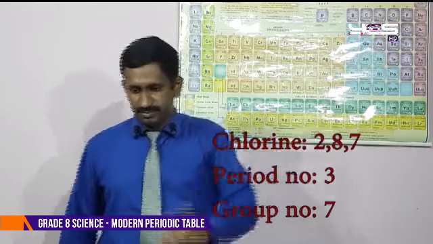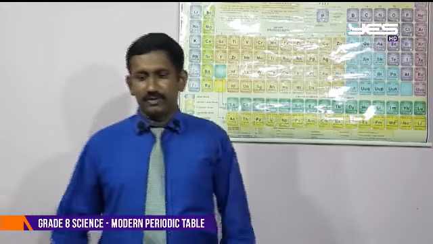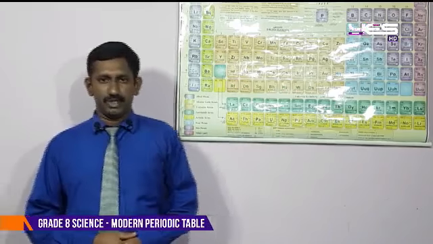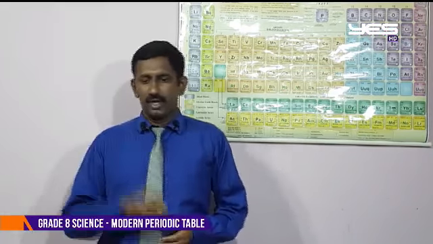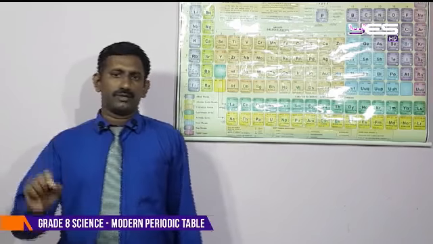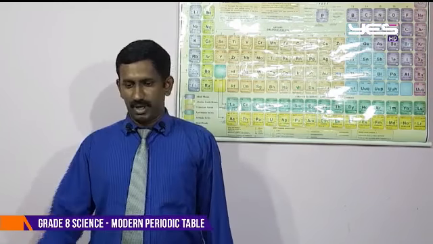So that means we can identify the position of elements in the periodic table. One more time, period number is equal to the number of shells, and group number is equal to the number of electrons in the outermost shell.